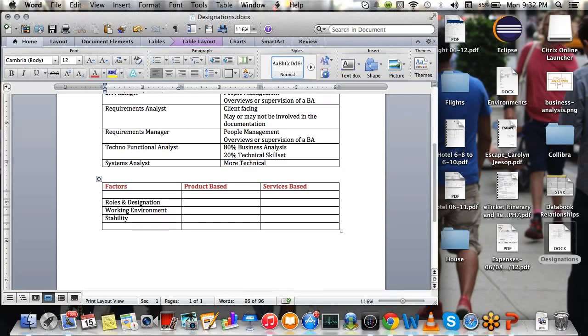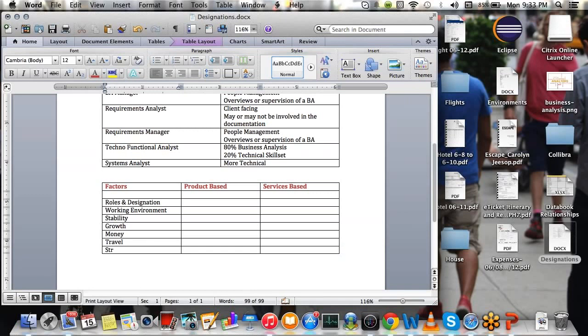All right, we need to look at stability, and once you look at the growth, and one of the most important things, of course, is money, who pays you well. And when we are talking about a BA role here today, we need to look at travel and stress as well. So let's come to product-based companies and services-based firms. Can anyone here give me an example or difference between a product-based firm and a services-based firm?